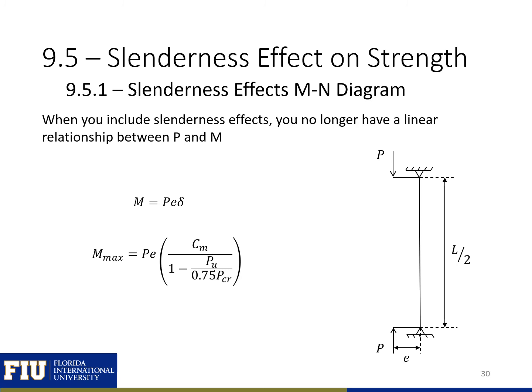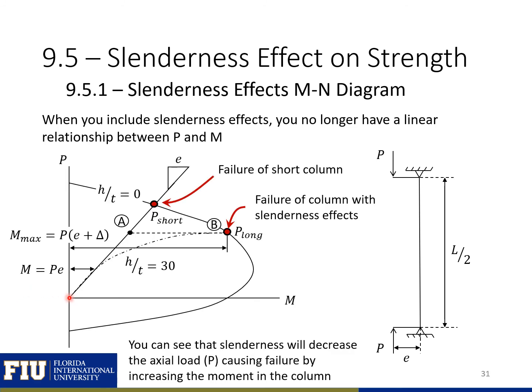When we include slenderness effects, we're no longer going to have a linear relationship between P and M. So we're now going to have this magnifier delta. So our M max is then equal to P times E times delta, which is dependent on P. So we'll see that we no longer have a linear relationship.